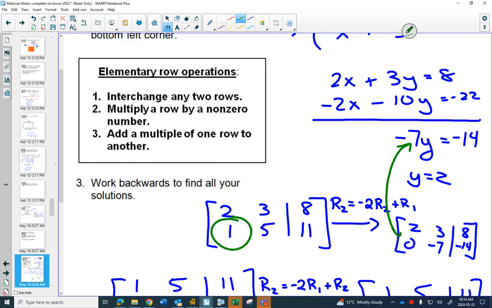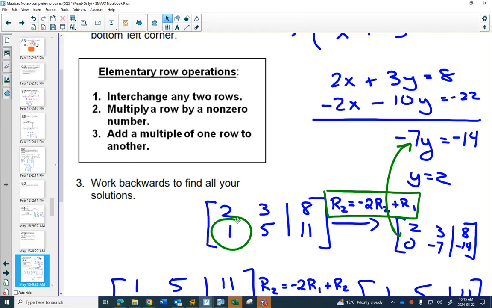That's what I have explained in this operation. I'm going to make my row 2. I'm going to take my row 2, multiply it by -2, and add it to row 1. So if I take this and multiply it by -2, I get -2, add 2, I would get 0. Take the 5, multiply it by -2, I get -10, add 3, I would get -7. I take 11, multiply by -2, add 8, I would get -14. And what we get in our second row now matches up with -7y equals -14.